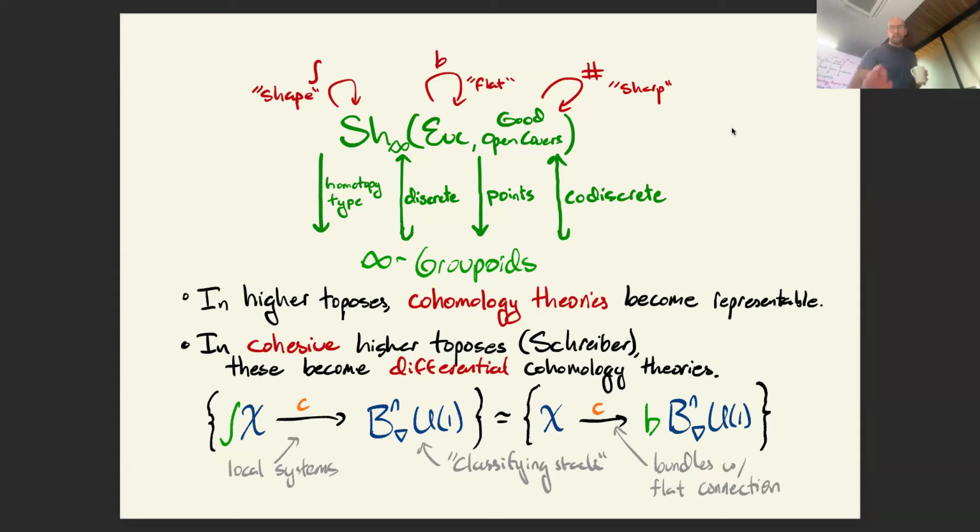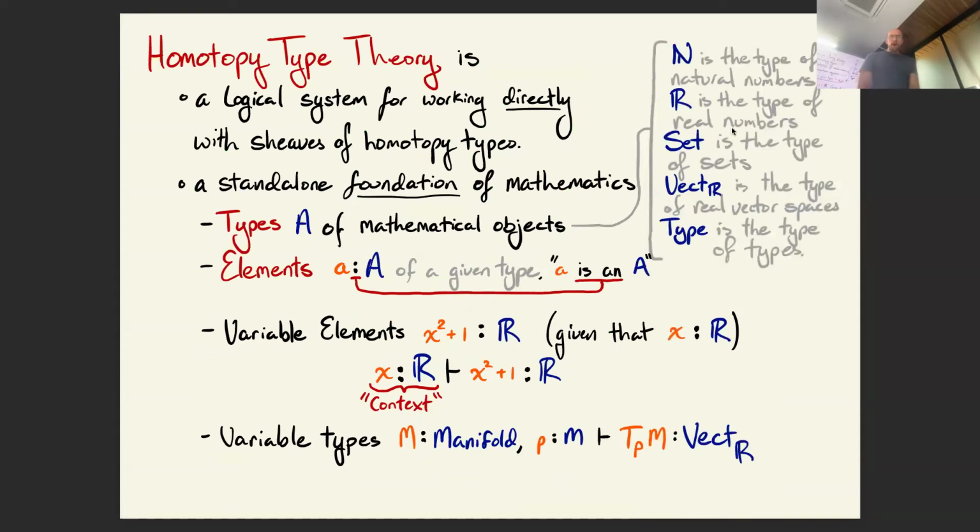Okay. So now I'm going to tell you about homotopy type theory, because that's the setting in which we're going to prove the nerve theorem. Homotopy type theory is a logical system for working directly with sheaves of homotopy types, just as ordinary set theory or formal set theories are logical systems for working directly with sets. So the main thing to take away from here is that you can give in this logic.